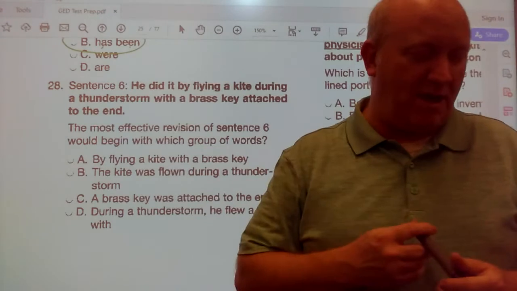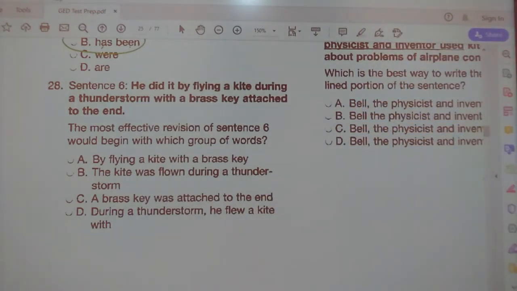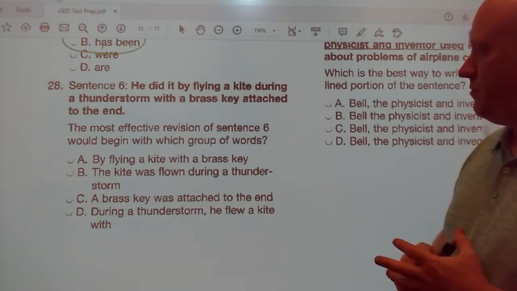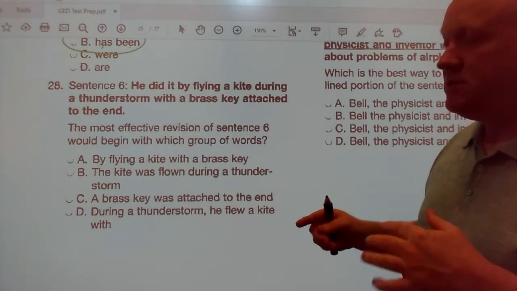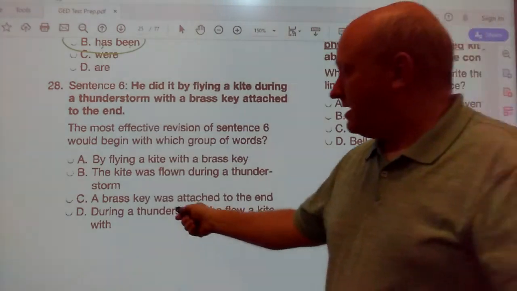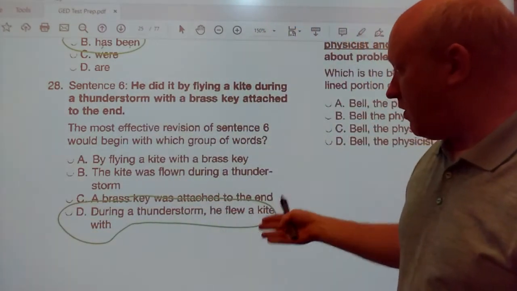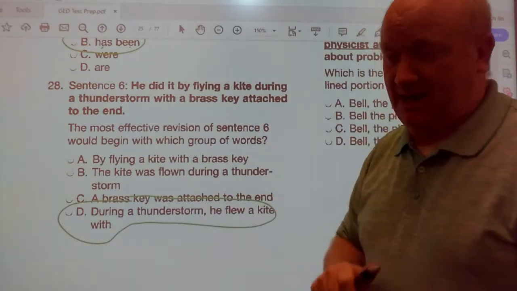What do you think the answer could be? The answer, the most effective revision to make it flow, is D. During a thunderstorm, he flew a kite with a brass key attached to the end.